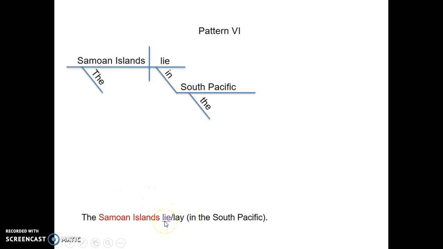Samoan Islands lie because there's no direct object. So we're going to use the intransitive verb. Where do they lie? In the South Pacific is our prepositional phrase that goes underneath that verb, and it makes it a pattern 6 sentence.